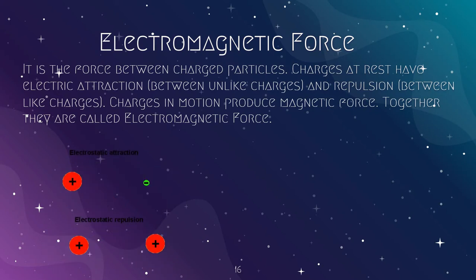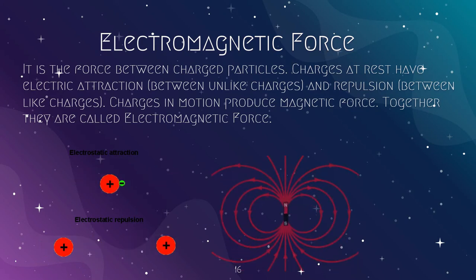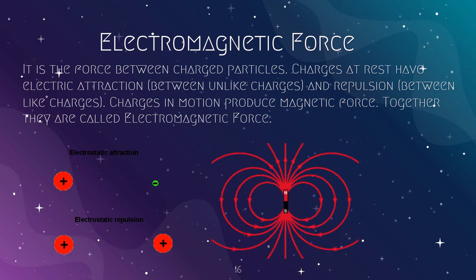For example, in this picture we are having like charges and unlike charges. The unlike charges are experiencing attraction, however the like charges are experiencing electrostatic repulsion. Also, it is the example of an electromagnetic field where the charges in motion are producing electromagnetic field. So this is all about electromagnetic force.